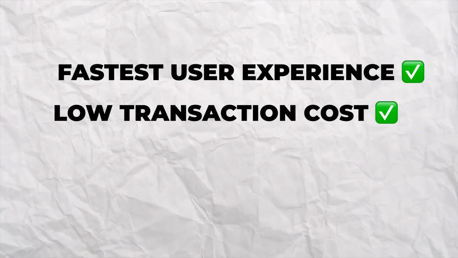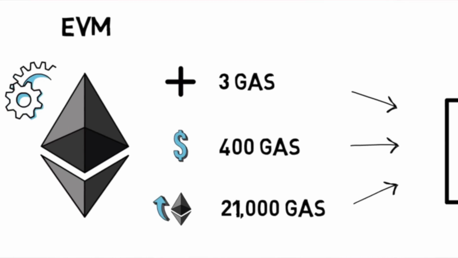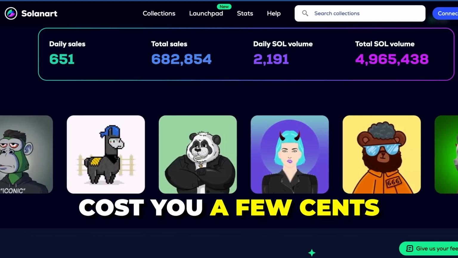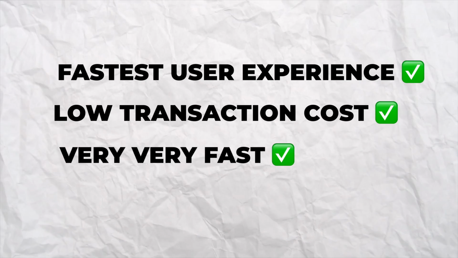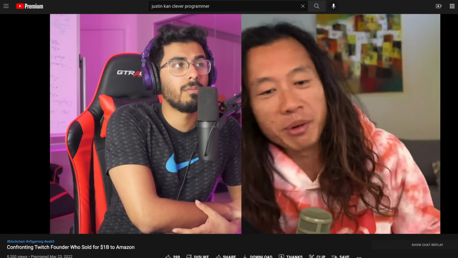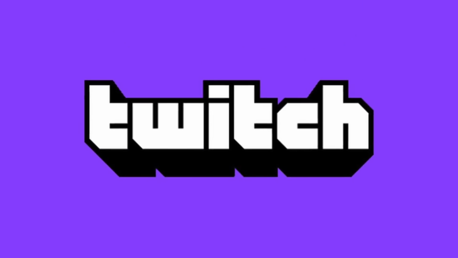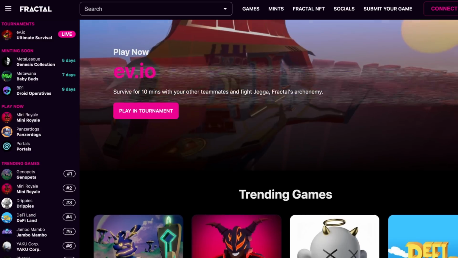Why I like Solana a lot is because they have the fastest user experience. Their user experience is phenomenal. The transactions are super cheap. I mean, something that'll cost you $100 or $200 in Ethereum on Solana will cost you 1 cent or 2 cents. So it's literally the cheapest network. And then it's very, very fast. And recently I even had Justin Khan on, who was the founder of Twitch. He built his own gaming marketplace using Solana because it has a wonderful user experience.